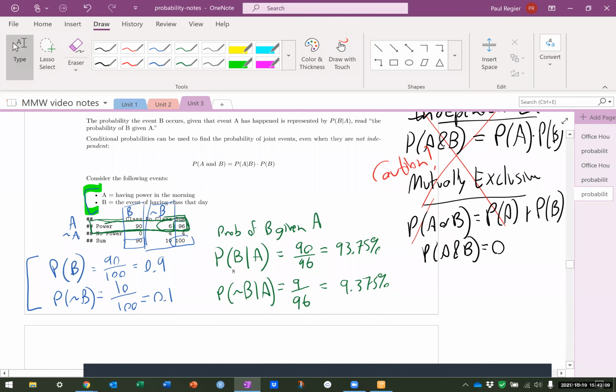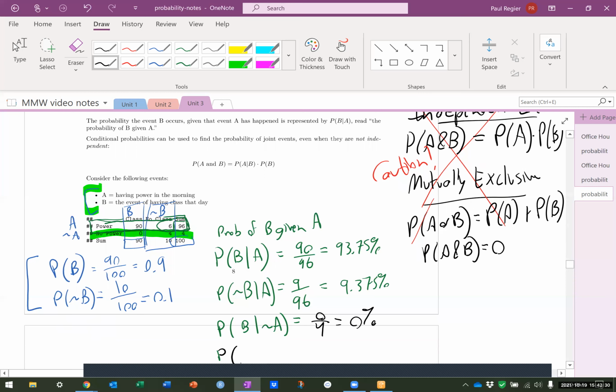Now let's look at something else. What's the probability of having class given no power? Given no power, we're looking at this situation here. Given no power, there's 0 events out of a total of 4. So that's a 0% chance.